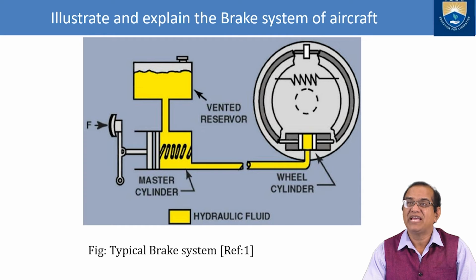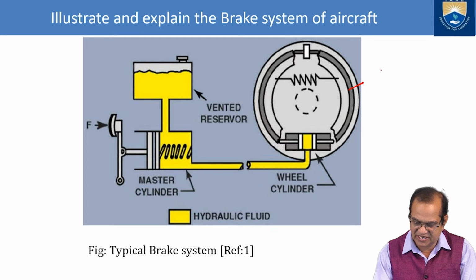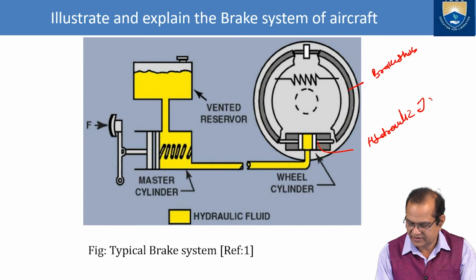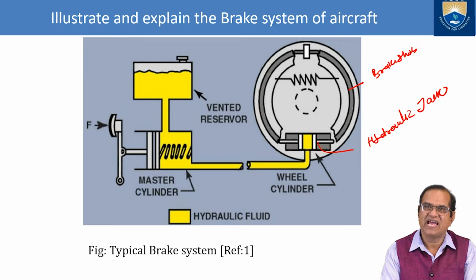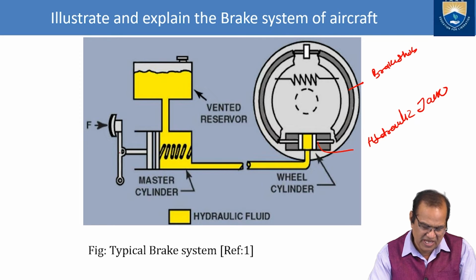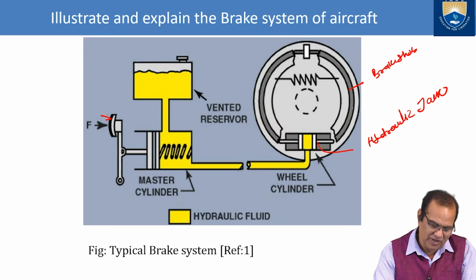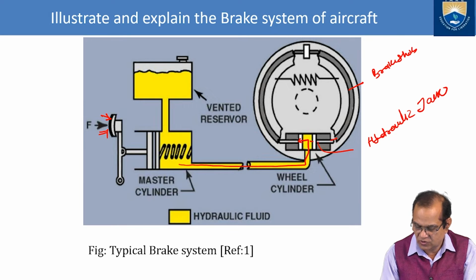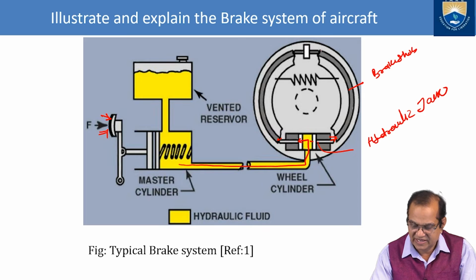Illustrate and explain the brake system of an aircraft. So here we can see these are the brake shoes, and these are attached with a hydraulic jack. So here is a tank, and from here a piston is here. If you are applying a force here, it will compress here. This pressure will go here. It will try to push this thing and the brake will be applied.